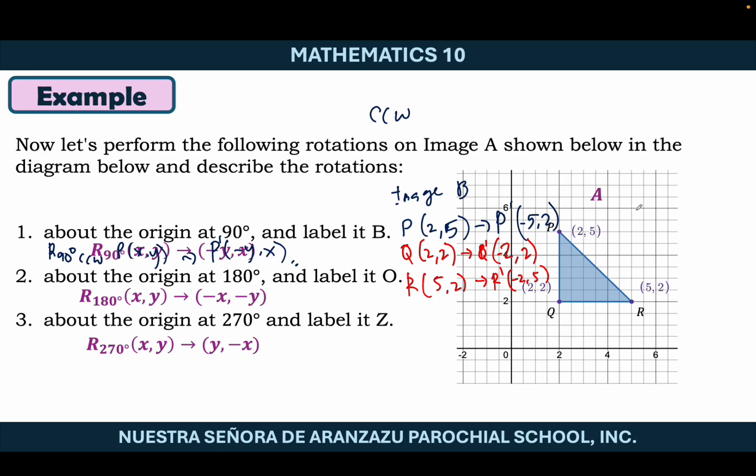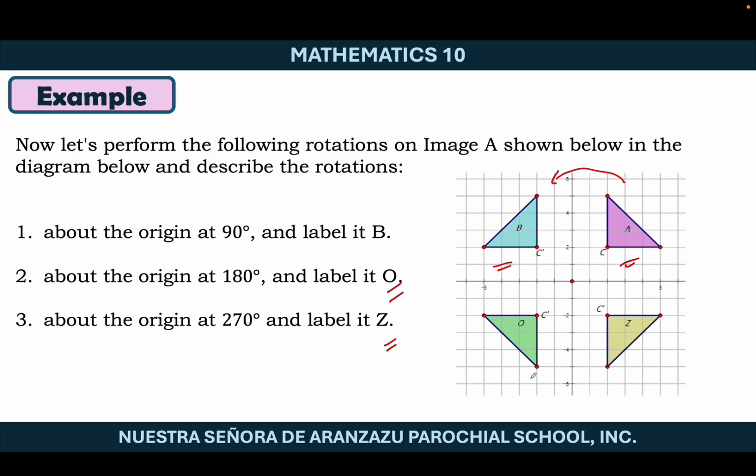So, itry natin. Sa image O naman, for the image O, yung P natin, na 2, 5, to solve for P prime, di ba pag 180 degrees, just change their sign. So, negative 2, negative 5 na yon. Then, yung Q naman natin, from 2, 2, will become negative 2, negative 2. Then, yung R natin, from 5, 2, our R prime is negative 5, negative 2. Since all the coordinates are negative, ibig sabihin, makikita natin yun sa quadrant 3. So, dito yun. Okay?